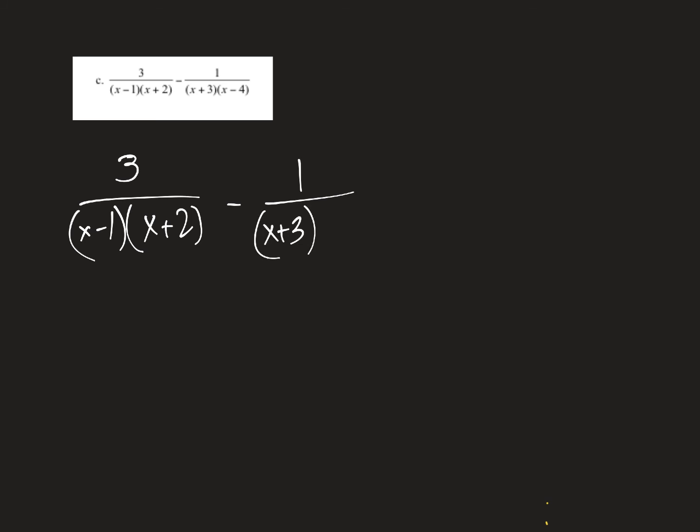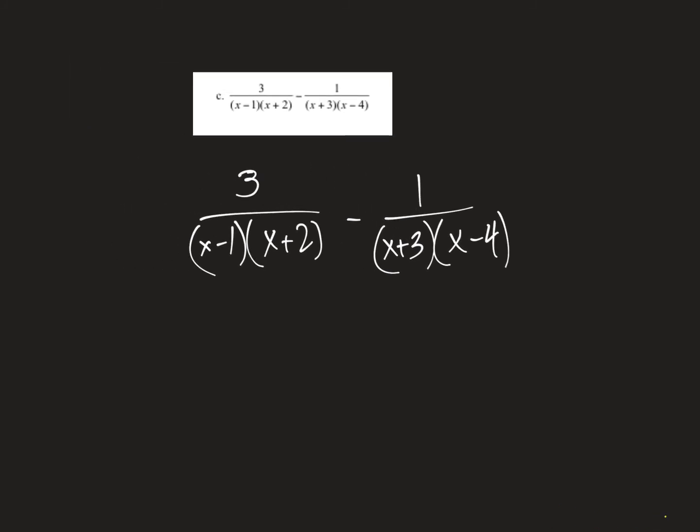Now let's take a look at example C. In example C, you can see, has a lot of different factors at the bottom in the denominators. So we've got x minus 1, x plus 2, minus 1 over x plus 3, and x minus 4. Now this can get a little bit tricky because we're going to need every factor that's on the right to have a matching piece on the left so that the denominators become common.